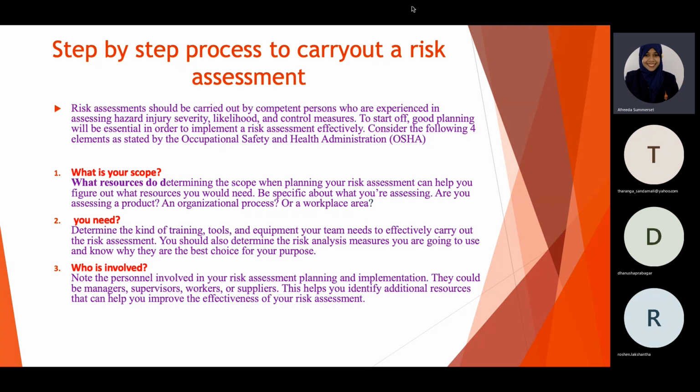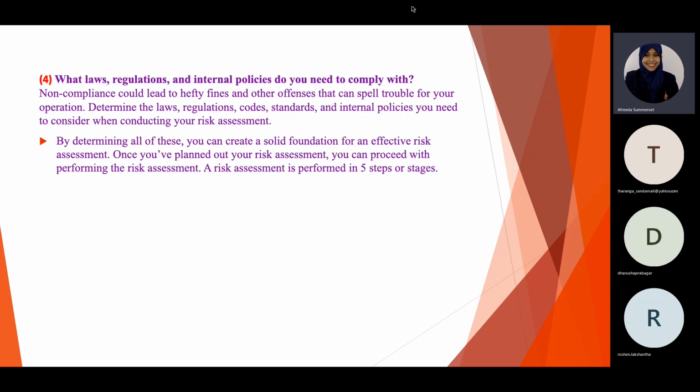So coming back to this slide, it's a step-by-step process to carry out a risk assessment. We need to know what the scope is, what you need and who is involved, and so on, right? And the next one is what are the laws, regulations and internal policies you need to comply with. Last week I told you, can somebody tell me what is non-compliance? Can somebody remember the word non-compliance?